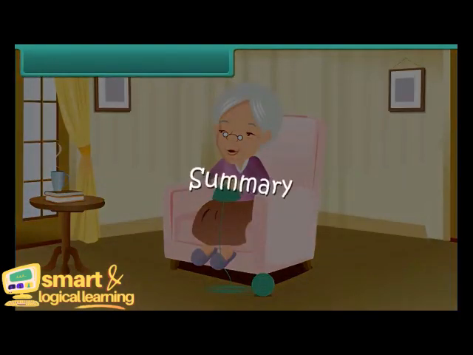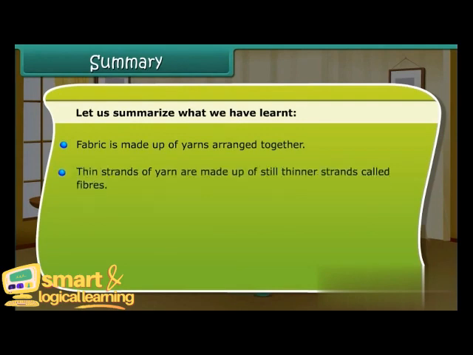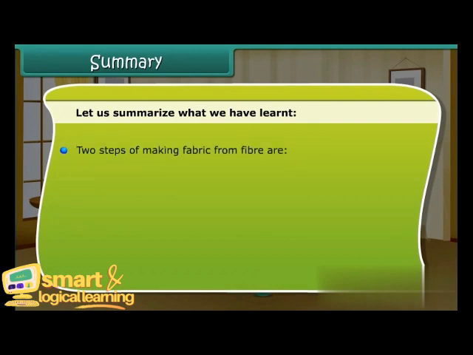Summary. Let us summarize what we have learned. Fabric is made up of yarns arranged together. Thin strands of yarn are made up of still thinner strands called fibers. Fibers are of two types: natural fibers and artificial fibers. Cotton and jute fibers are obtained from cotton and jute plants respectively. Two steps of making fabric from fiber are: one, making of yarn from fiber; two, making of fabric from yarn.